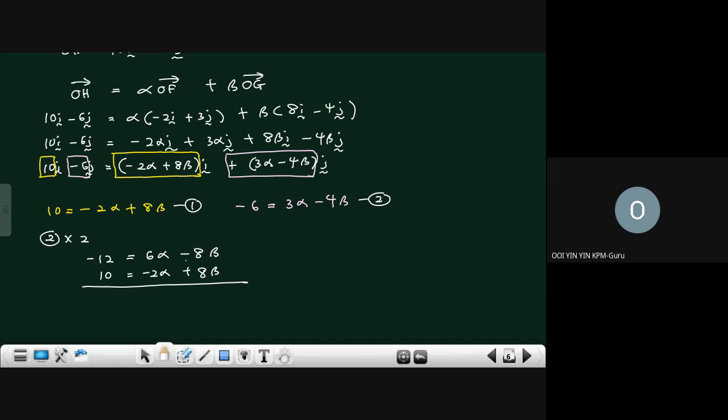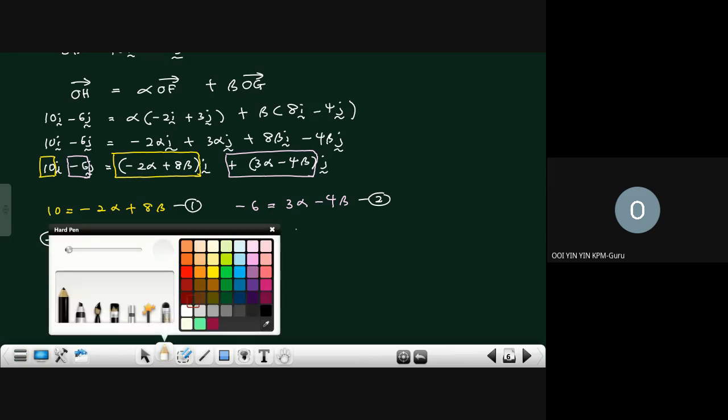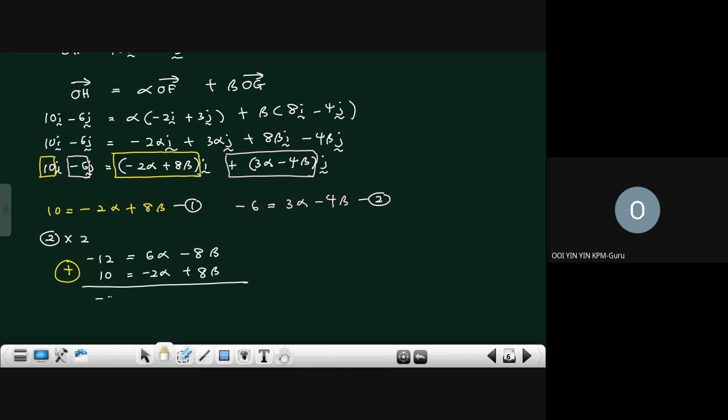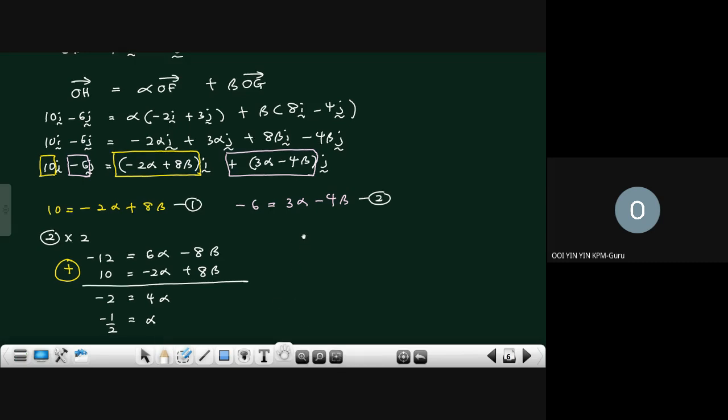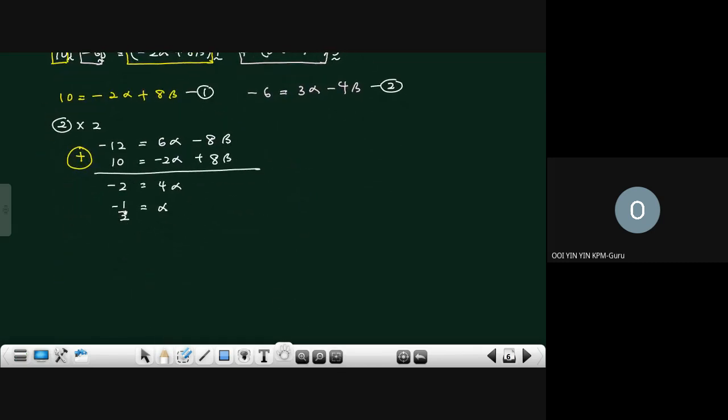Then you know what to do next because your 8 beta here, right? But then the symbol, one negative, one positive. So to make it 0, you have to use the plus symbol. Don't use minus, it becomes minus 16. You have to use plus here. So you get negative 2 plus 4 alpha, then here 0. And now your alpha will be negative 1 over 2. Done.